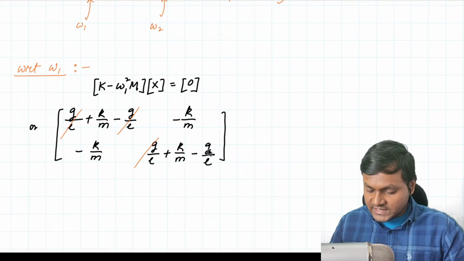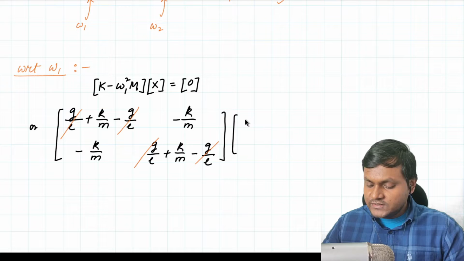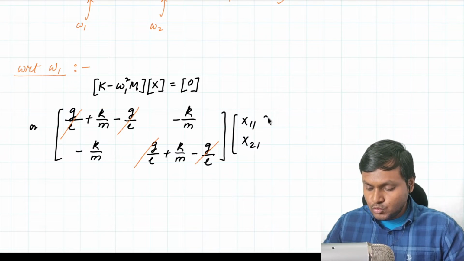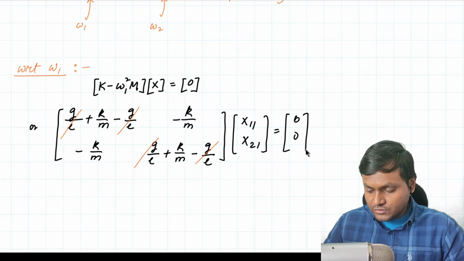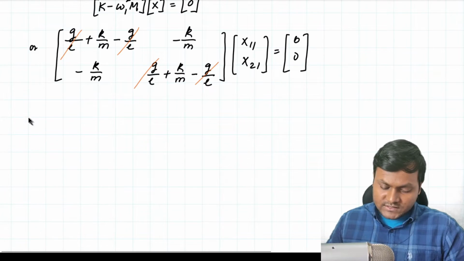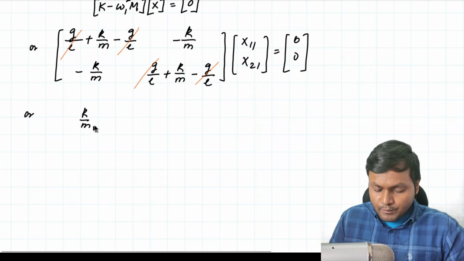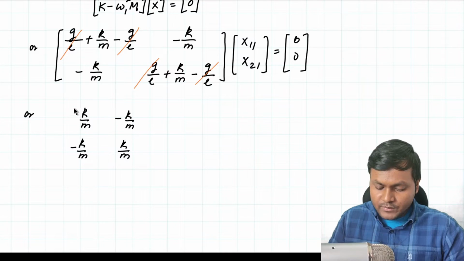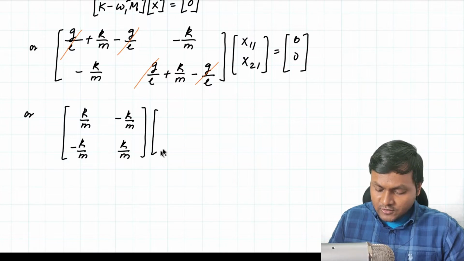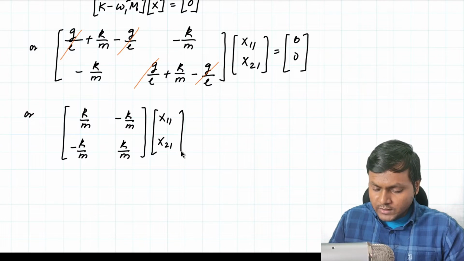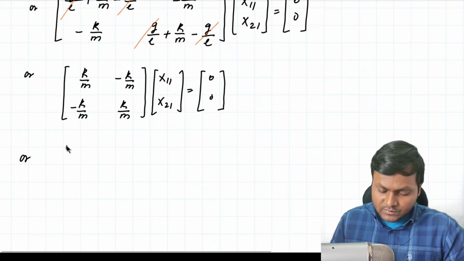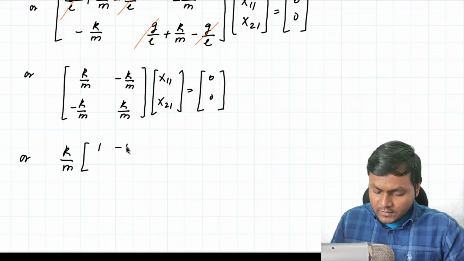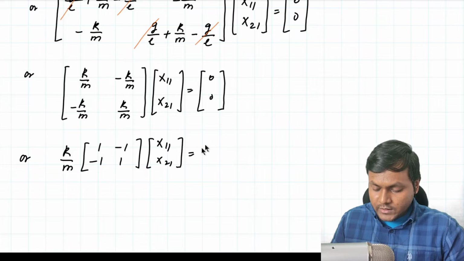So g upon L gets cancelled here. And let's suppose the eigenvector is x11, x21. And on the right hand side, you have 0, 0. So this simply gives us k upon m, minus k upon m, minus k upon m and k upon m in this matrix. And then you have the eigenvector x11, x21 is equal to 0, 0, right? So if I take k upon m out of this equation, this simply becomes k upon m times the matrix [1, minus 1; minus 1, 1], and you have x11, x21 is equal to 0, 0.